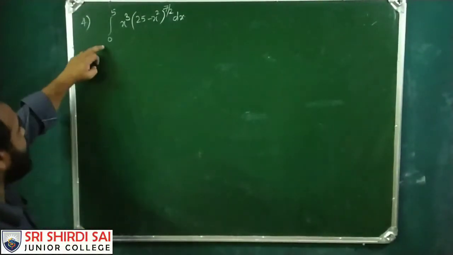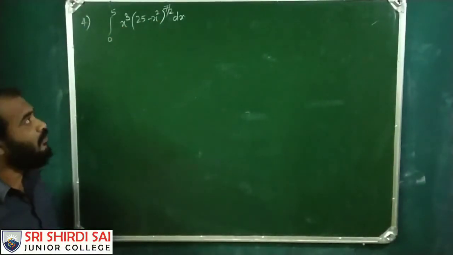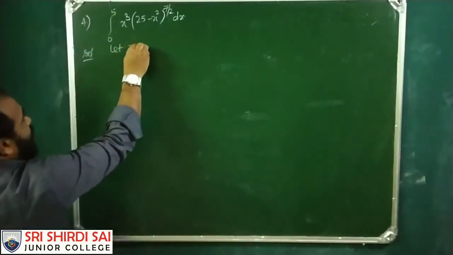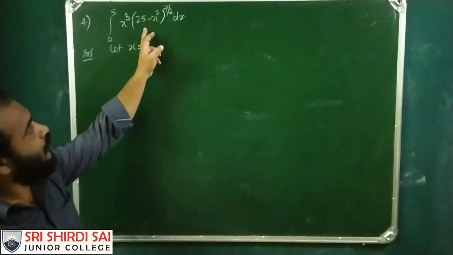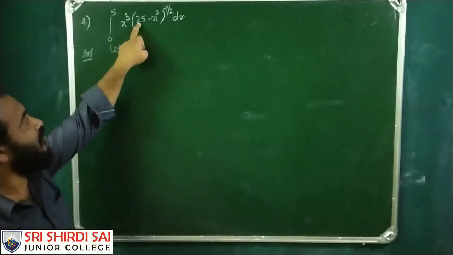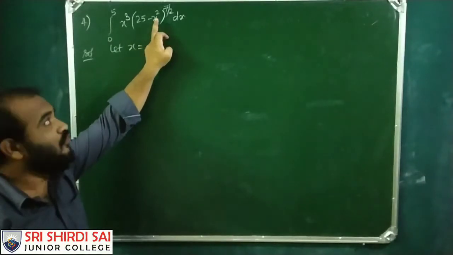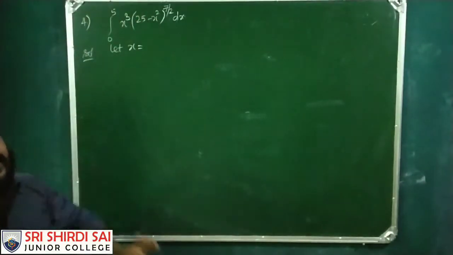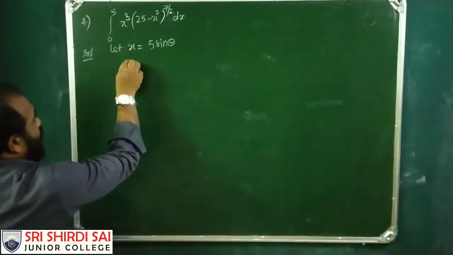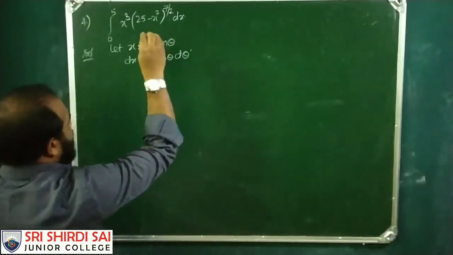So the next question is integral 0 to 5 x cube into 25 minus x square whole power 7 by 2 dx. Solution: let x equal to, can you predict what is to be taken for x? Here 25 minus x square, 25 can be 5 square. So x equals 5 sin theta is to be taken. So let x equal to 5 sin theta. So derivative: dx equals 5 cos theta d theta.